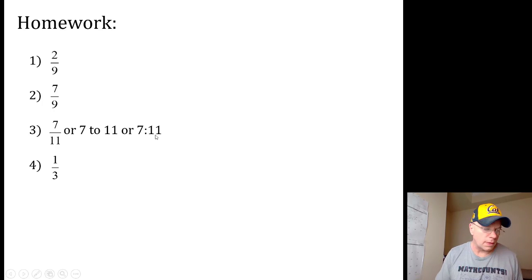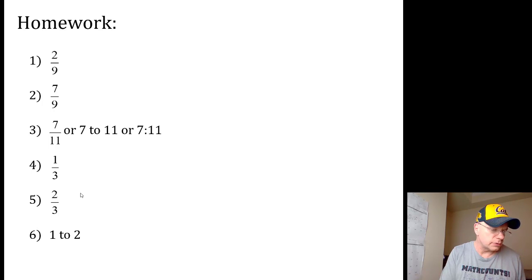Number 4, 1/3. If you have 2/6, I don't think I said to simplify, so 2/6 would be okay too. But we should simplify to simplest form, generally. Number 5 is 4/6 or 2/3. 6 is 1 to 2 or 2 to 4 if you didn't simplify. And any way of showing that with the word 2 or as a ratio, a fraction form would be fine. 7 is also 1 to 2.